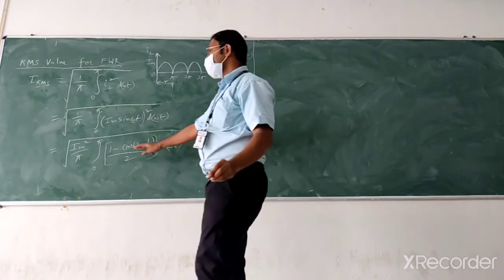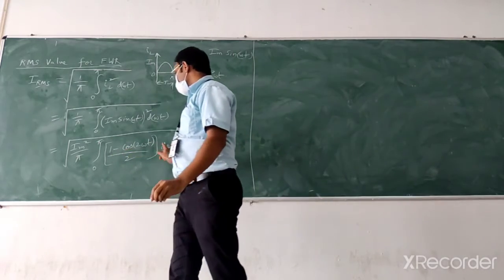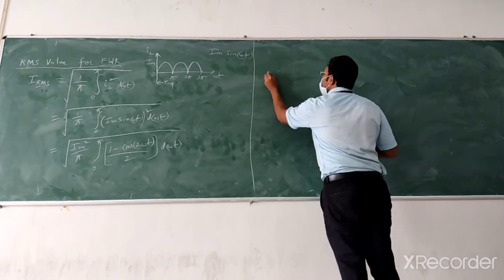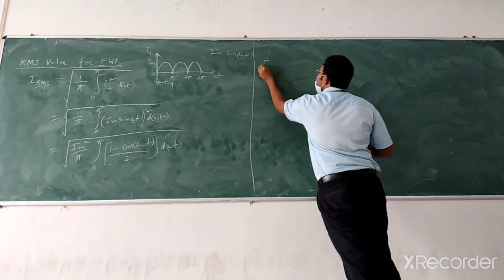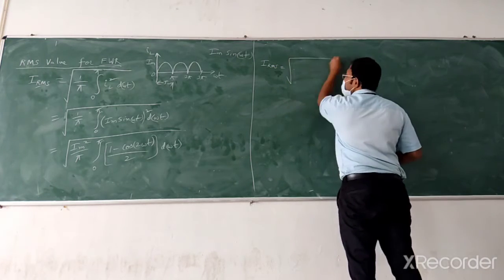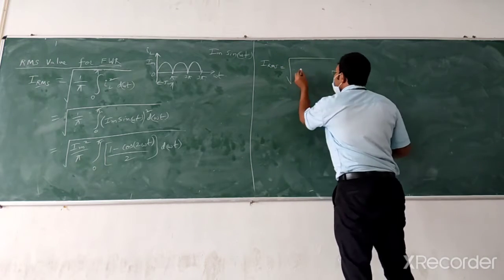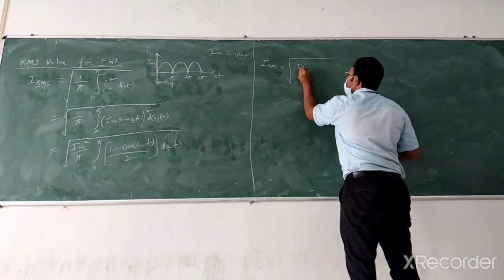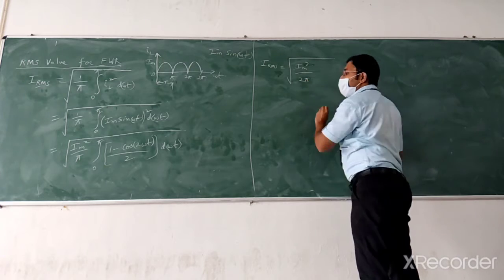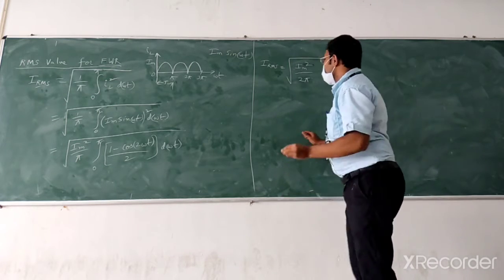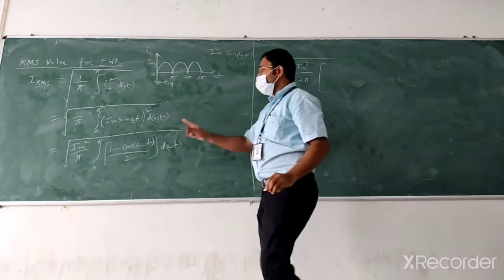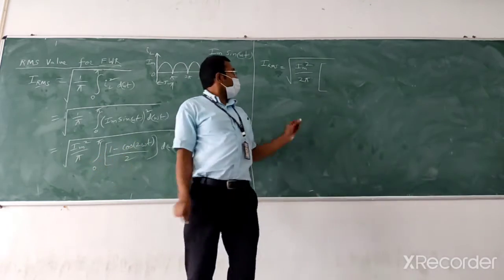Next what can we do here? The 2 we will pull out first. Okay, let us pull out the 2 first. So I RMS will be equal to square root of Im square by 2 pi, then integral. Now what we will do? The 2 we pulled out already.